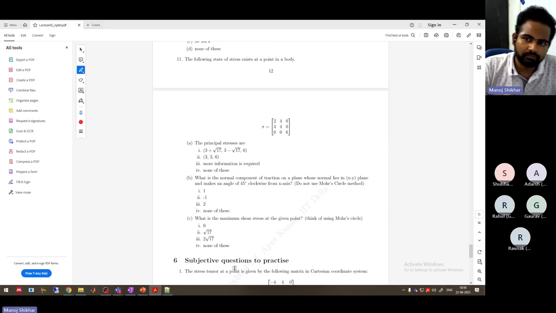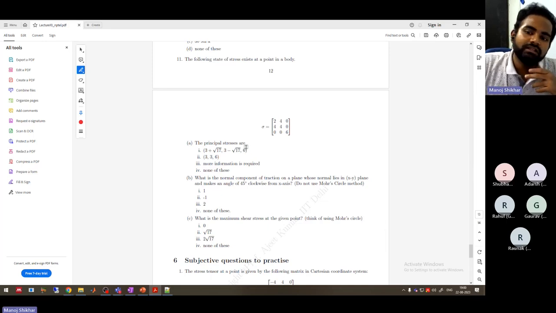Now question number 11. They have given you a stress matrix. The following state of stress exists at a point in the body, and the stress matrix is 2 4 0, 4 4 0, 0 0 6. They want you to find the principal stresses. They want you to find the component of traction on a plane whose normal lies in the XY plane and makes an angle of 45 degrees clockwise from the x-axis, and they have told not to use Mohr circle. Then the third question is, what is the maximum shear stress at the given point? And then they are telling you you can use Mohr circles.